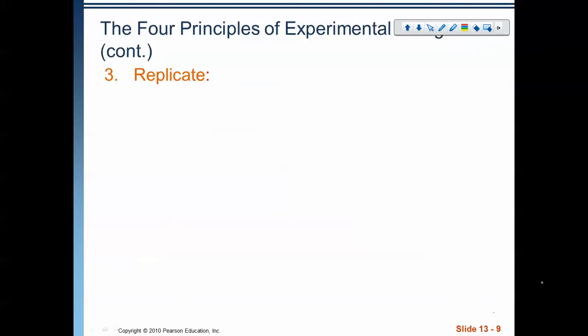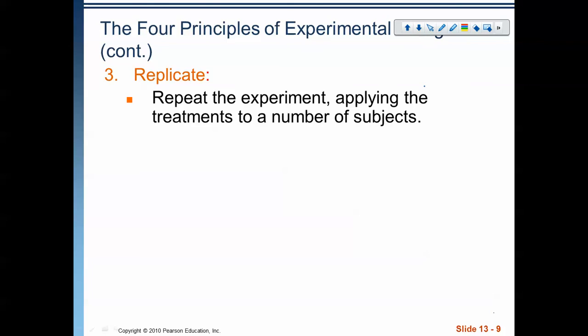Okay, next thing is called replicate or replication. We need to be able to repeat the experiment, applying the treatments to a number of subjects. So if I have that full dose, no dose thing, it's not okay for me to send one person up to the full dose, right? If I have one participant in the full dose, and we have just one participant.